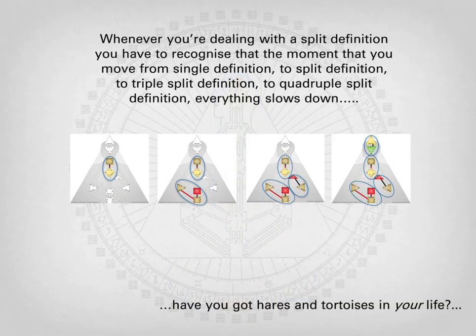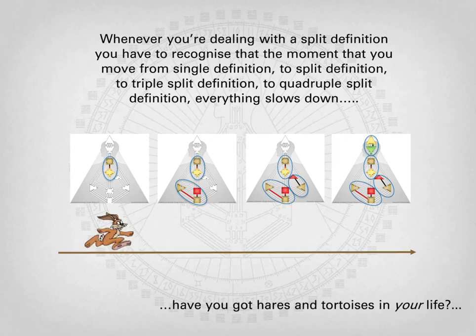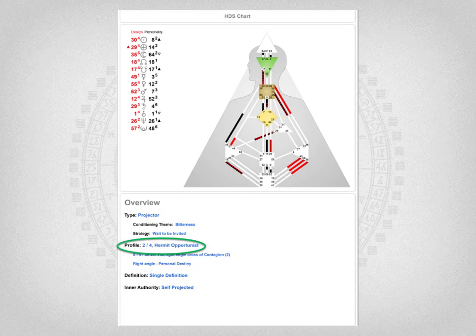5 different kinds of definition, giving another layer of subtlety to your uniqueness. Whenever you're dealing with a split definition, you have to recognize that the moment you move from single definition to split definition to triple split and then to quad, everything slows down. And as we learn about ourselves and each other, we can bring a different kind of awareness and allowingness into our relationships. The next piece of the puzzle is profile.